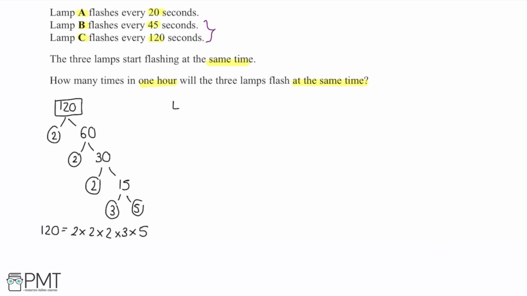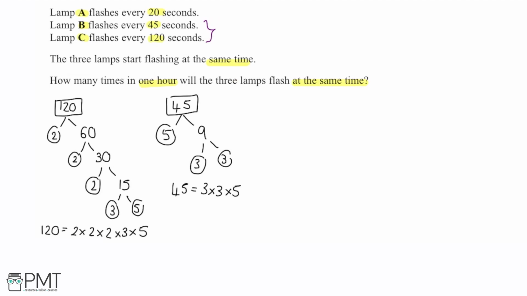We then have 45, which I can split into its prime factors again. This time it's not divisible by 2, but I can see that it will be by 5. So I'll split that into 5. And then 45 divided by 5 is 9, so 5 and 9. And then 9 is divisible by 3 and 3. So the prime factorisation of 45 is 3 times 3 times 5.